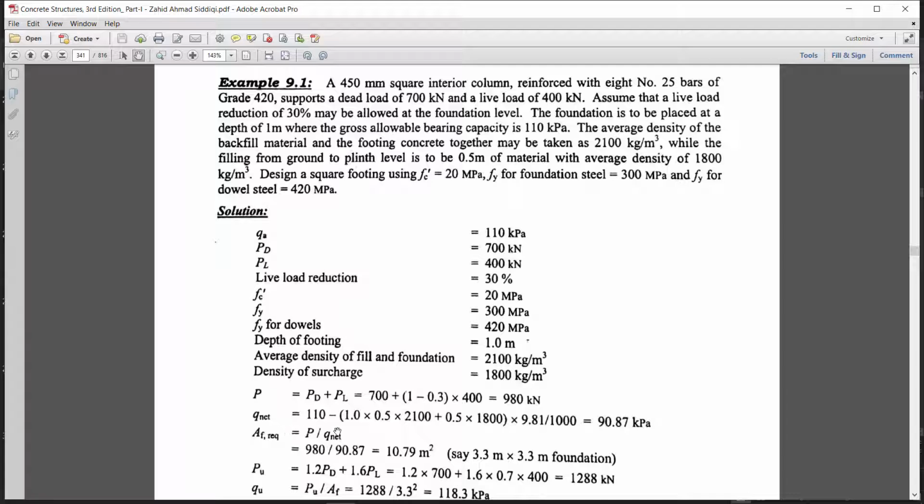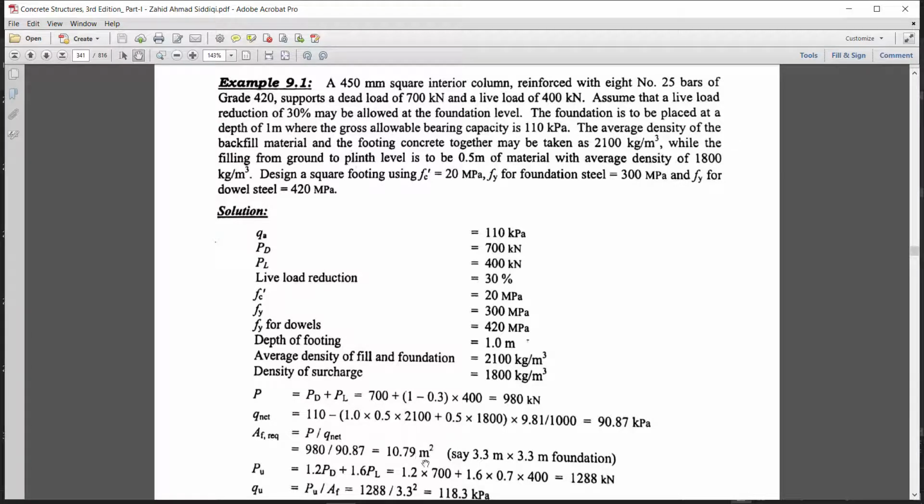So our Q net pressure is 90.87 kPa. So our required area of footing formula is applied load divided by pressure. Applied load, that is the unfactored load, that is 980 divided by 90.87. So the area is coming 10.79.